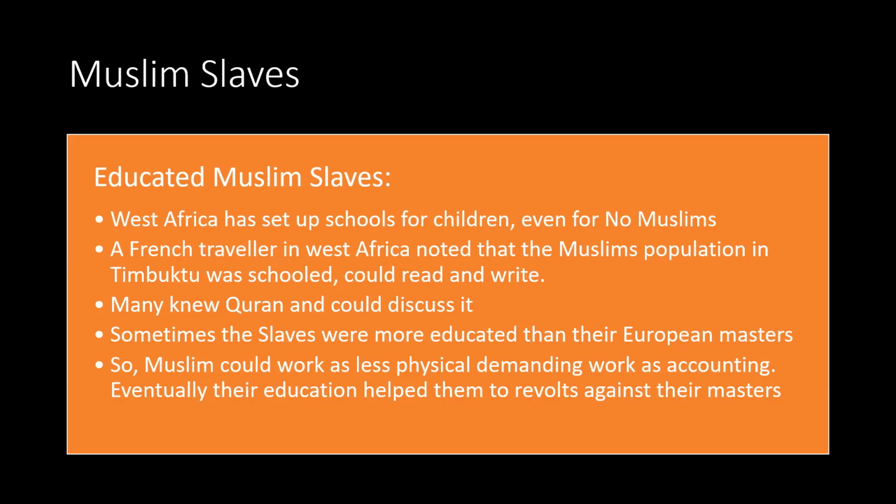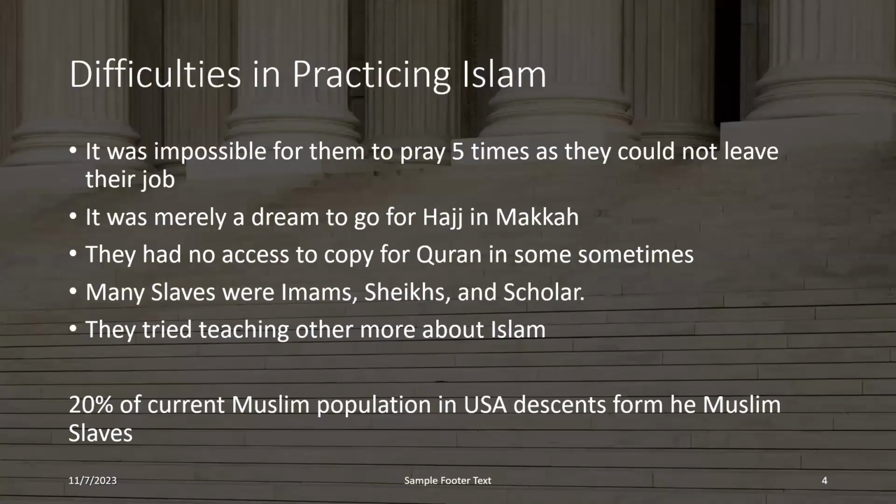So if we go to our next slide, the difficulties in practicing Islam as a slave, definitely, right? We need to start understanding those points. Muslim slaves faced many difficulties in practicing Islam. It was almost impossible for Muslim slaves to leave their jobs to pray five times a day. It was merely a dream to make Hajj to Mecca. Most importantly, they had no access to copies of the Quran or to Islamic schools, so that they could learn themselves, or they could teach their kids about Islam.